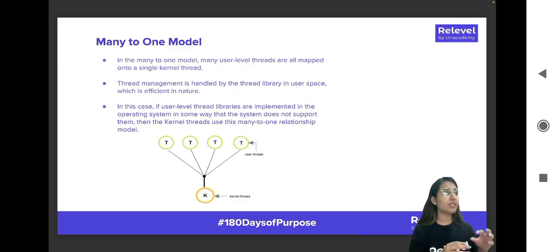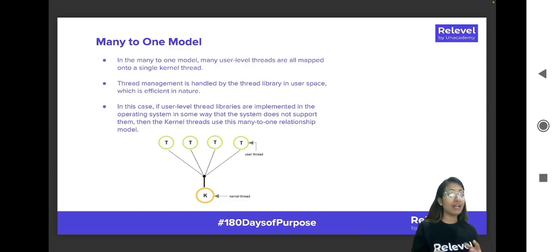Here only one thread can access the kernel at a time. So multiple threads are unable to run in parallel on multiprocessors, since only one thread is accessing the kernel at a time. That is the overall idea whenever we talk about this multi-threading model.